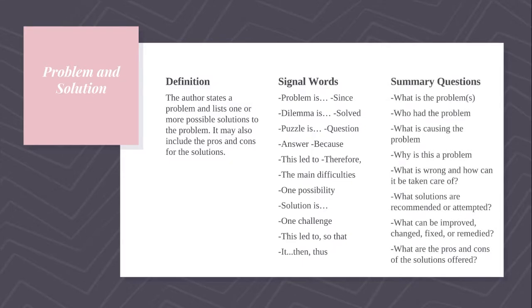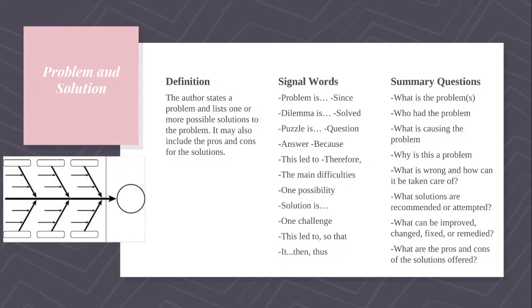Who had the problem? What is causing the problem? Why is this a problem? What is wrong and how can it be taken care of? What solutions are recommended or attempted? What can be improved, changed, fixed, or remedied? What are the pros and cons of the solutions offered? If you see any of these summary questions, you'll know it is a problem and solution. This is a fishbone diagram to show problem solution. You can tell because it looks like a fishbone.